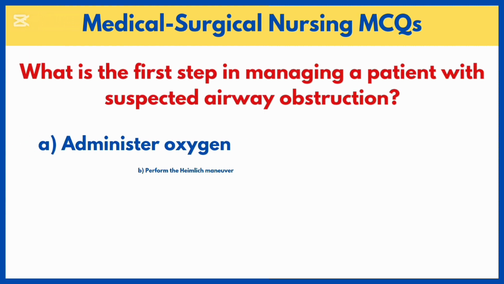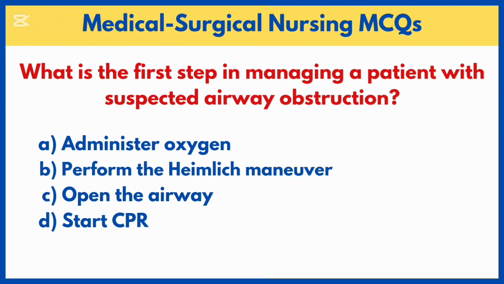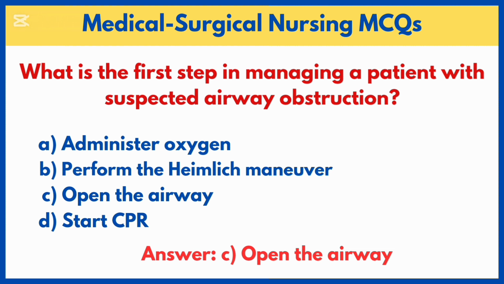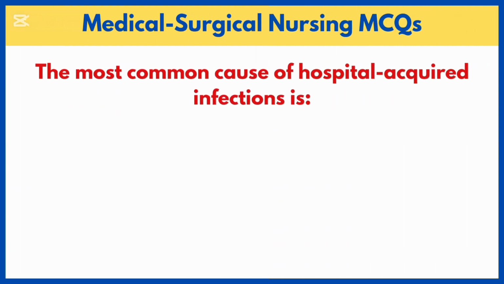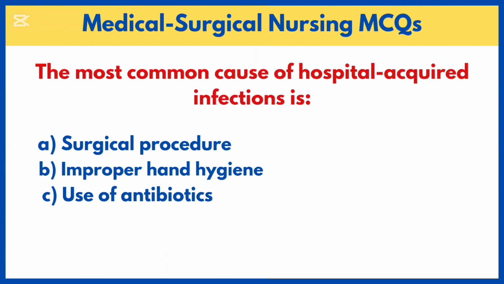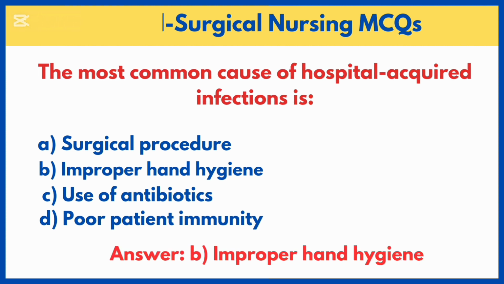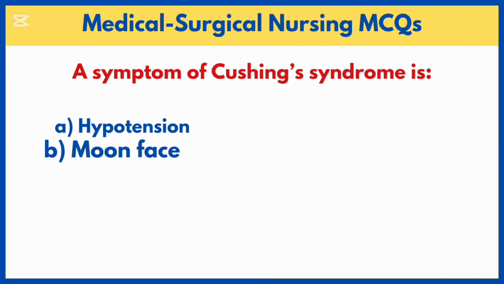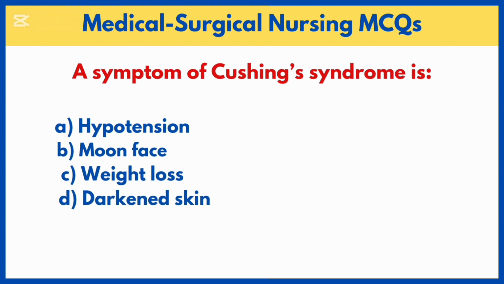What is the first step in managing a patient with suspected airway obstruction? Correct answer is option C, open the airway. The most common cause of hospital-acquired infections is. Correct answer is option B, improper hand hygiene. A symptom of Cushing syndrome is. Correct answer is option B, moon face.